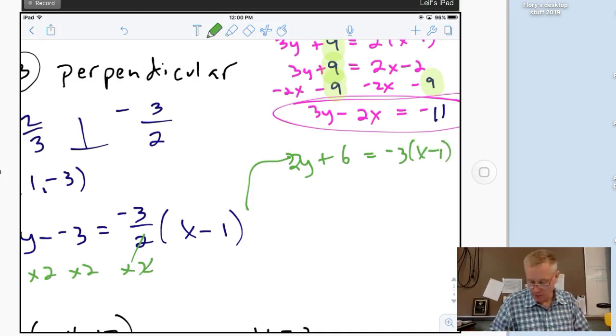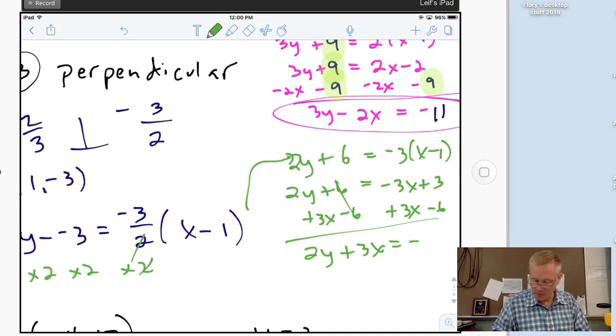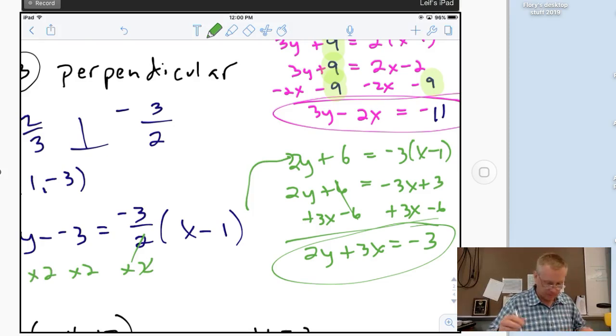Okay, so this is negative 3x plus 3 equals 2y plus 6. And then I can add 3x, subtract 6, and I get 2y plus 3x equals negative 3. And that is the answer.